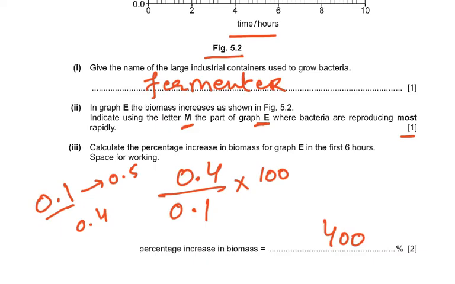How do you calculate percentage increase? It is change. So 0.5 minus 0.1 will be 0.4. And the original was 0.1, so it went from 0.1 to 0.5. So the change was 0.4 over the original, which is 0.1. And then you multiply it by 100 because you want a percentage change. So everybody must know the change over original times 100.